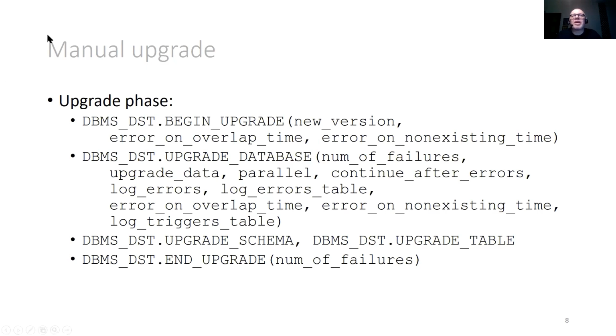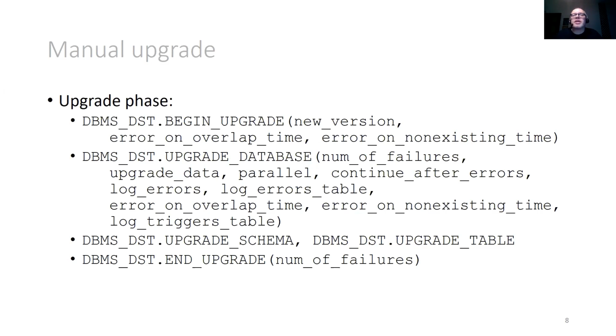To start begin upgrade, you need to be in upgrade mode, and in case of a RAC database, you need to make sure that you have only one instance started. Otherwise, you cannot start the upgrade window. Once begin upgrade finishes successfully, you should restart the database in the normal mode, and then you can actually upgrade the non-data dictionary tables using the upgrade database procedure.